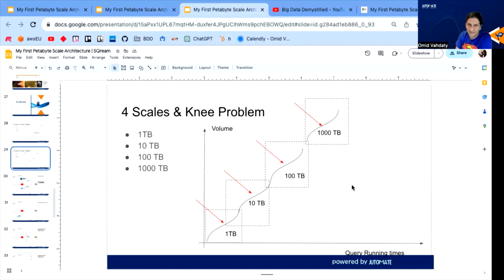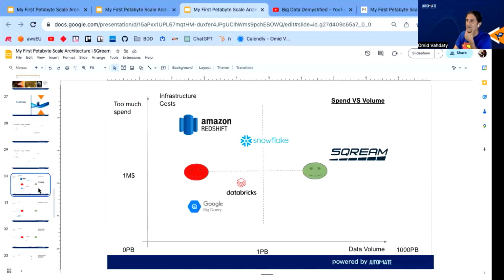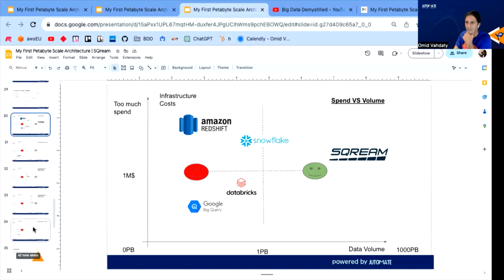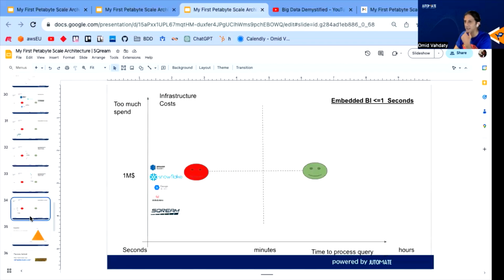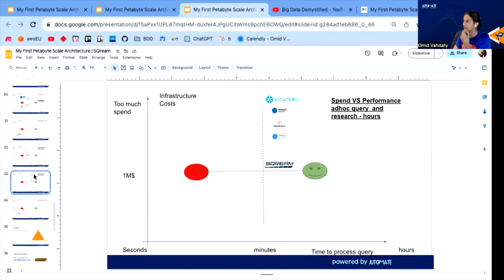But the whole idea is not to overplan in terms of engineering, but match the right technology for your use case. So if you're assessing a petascale, naturally this slide applies. If you're assessing an embedded BI and a sub-second latency, this slide applies, and probably other technologies will be applicable. If you're talking about queries that will take hours because it's research, naturally everything changes. Okay?